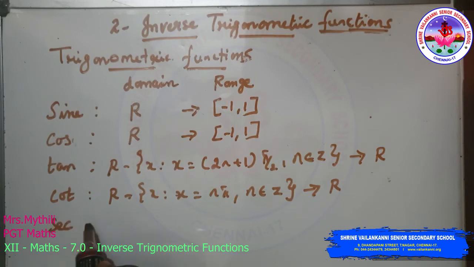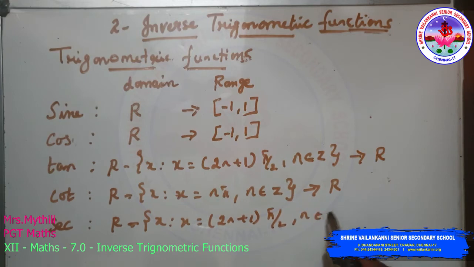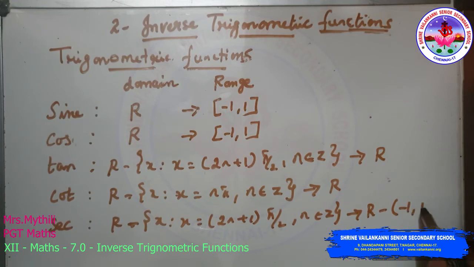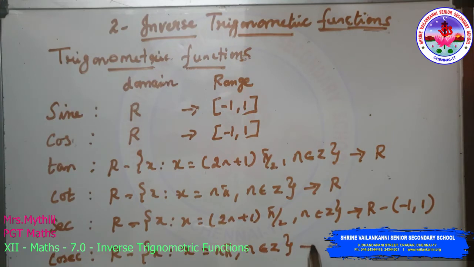And the secant function, so secant is from R minus the set of x such that x is equal to 2n plus 1 pi by 2, n belongs to Z, to R minus the open interval minus 1 to 1. Then the cosecant function, from R minus the set of x such that x is equal to n pi, n belongs to Z, to the range R minus the open interval minus 1 comma 1.